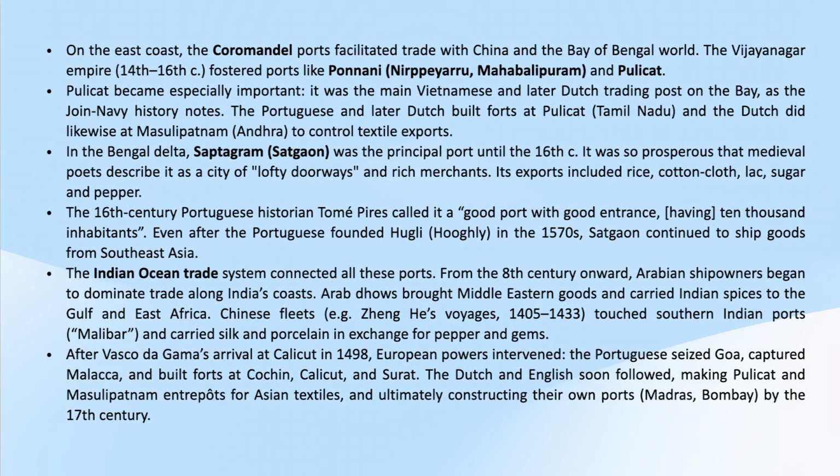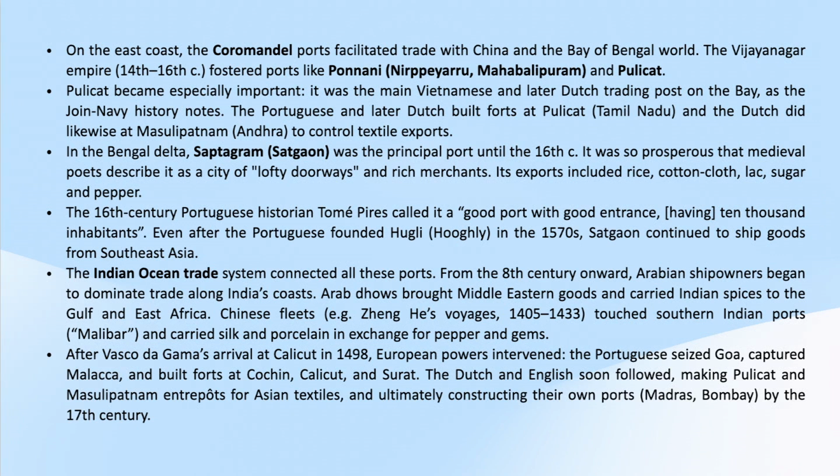And in the Bengal Delta, we have Saptagram or Sadgaon. Following that, the Indian Ocean trade system connected all these ports. From the 8th century onward, Arabian ship owners began to dominate trade along India's coasts. Arabs brought Middle Eastern goods and carried Indian spices to the Gulf and East Africa. After Vasco da Gama's arrival at Calicut, European powers intervened.